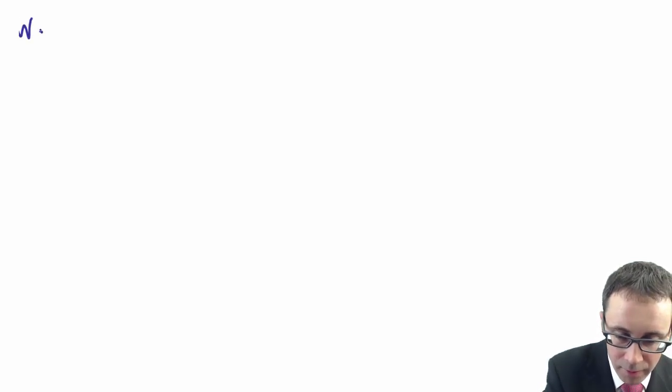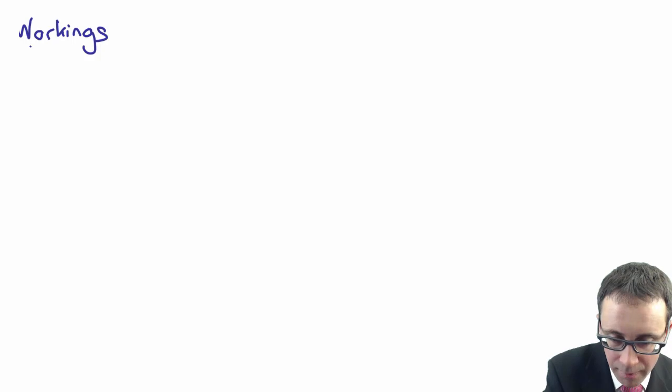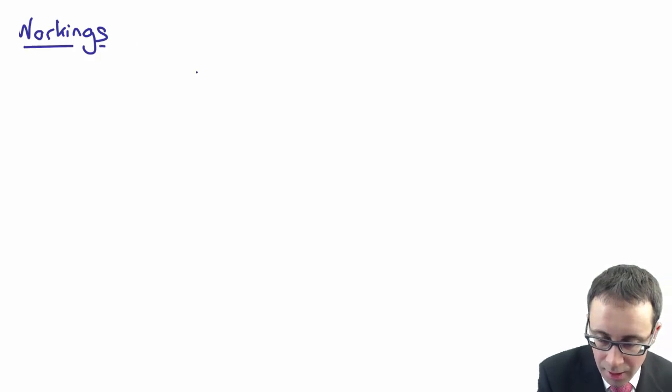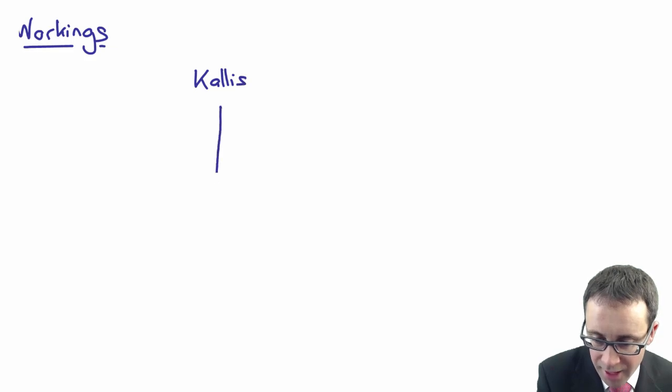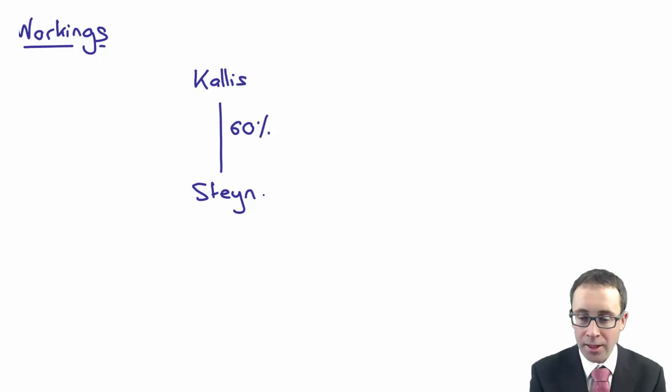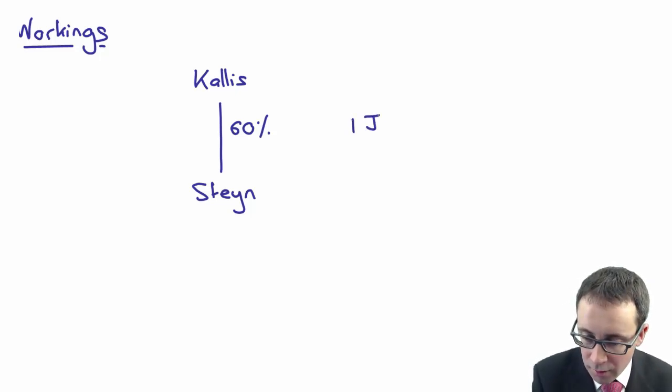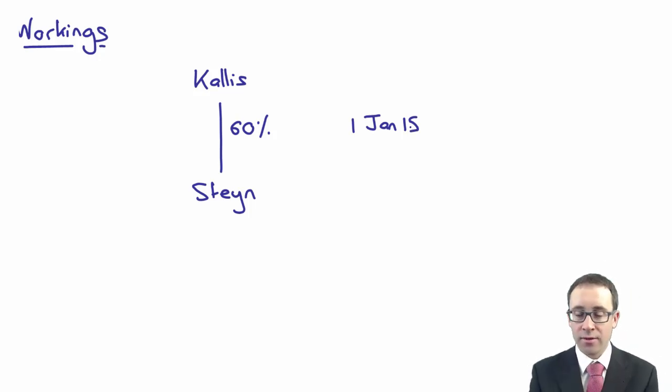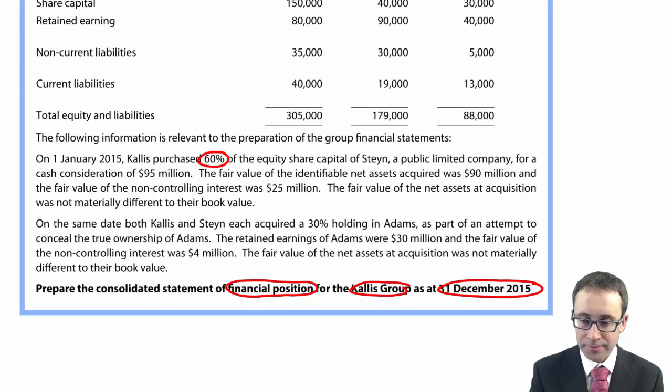Let's go through there and think about the workings. What we have there is we have Callis owned 60% of Stain. Okay, and that took place there. Was it on the 1st of January 2015? So right at the very start of the year. Okay.